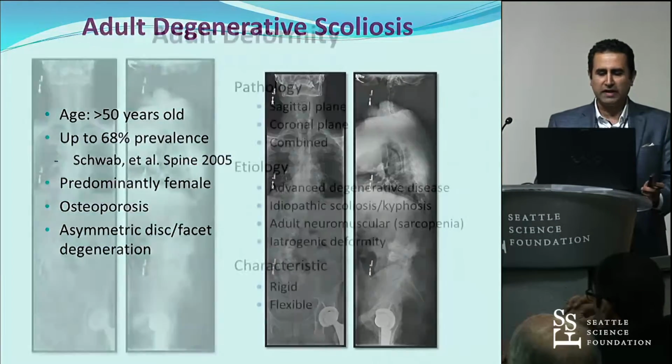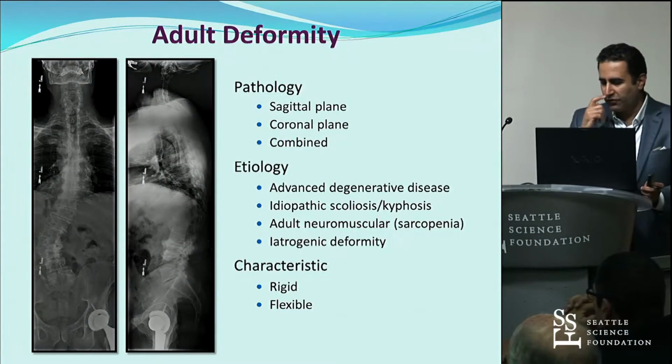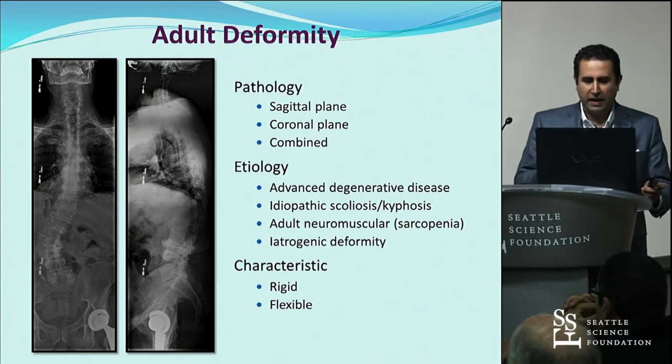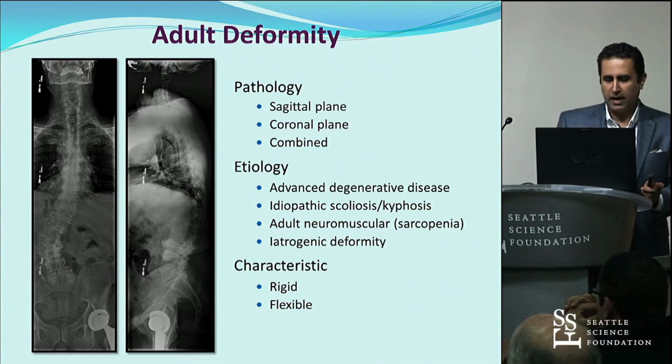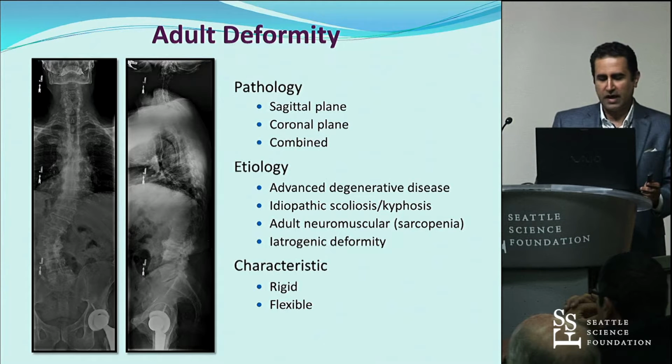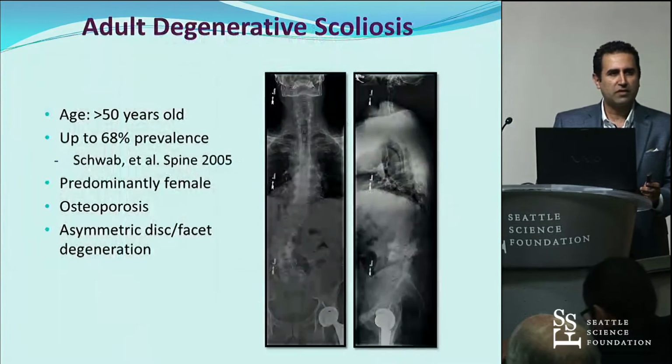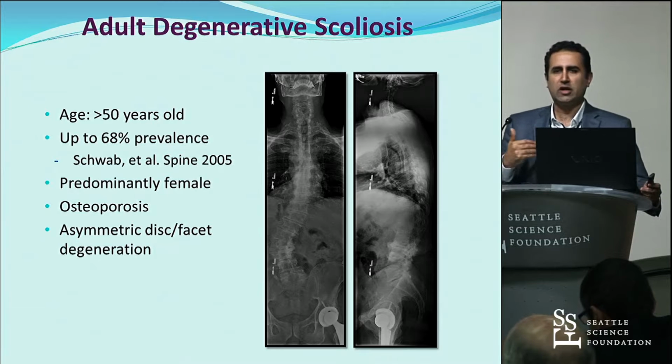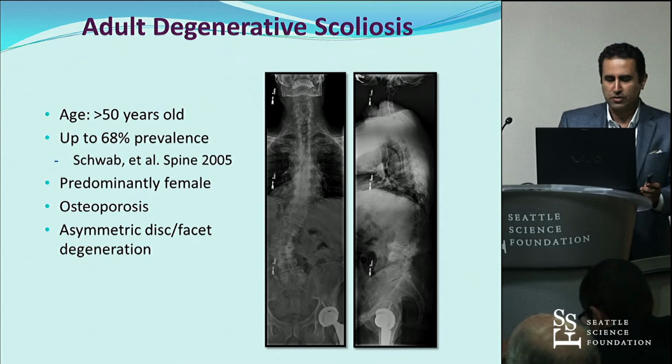So just briefly, we've talked about adult deformity. It is in all three planes, both sagittal, coronal, and combined. We like to understand the etiology of it and to also understand whether it's something that is rigid or we can correct on the table prior to our surgical intervention.